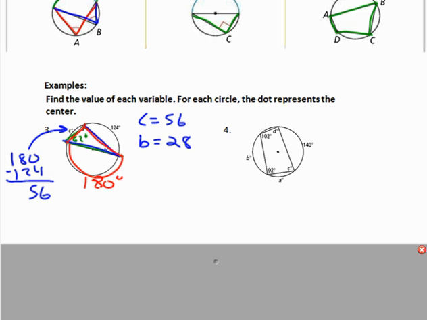That's a bad 8, but half of that would be 90. So A is 90. It's a right angle right there. Very good. I'd like you to try to do number 4 on your own.